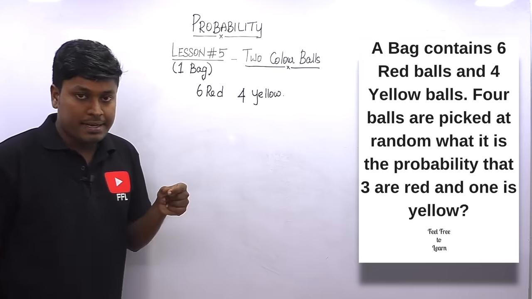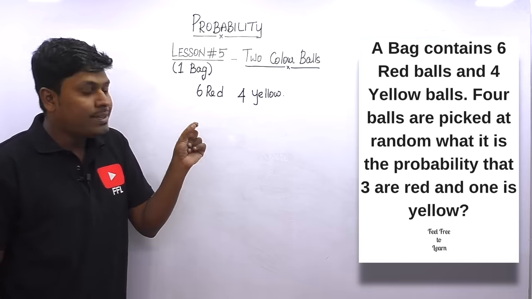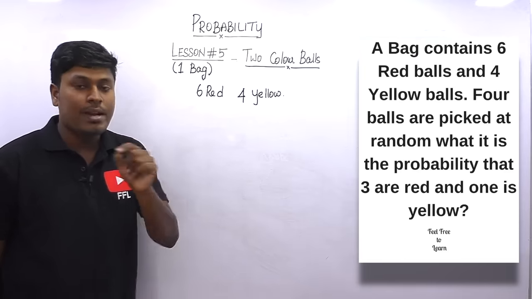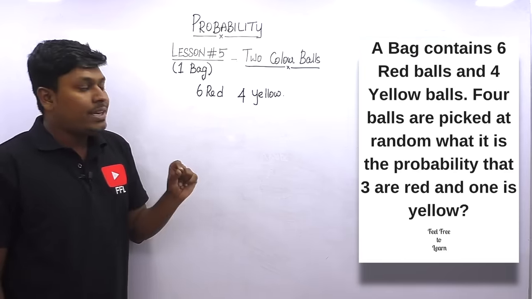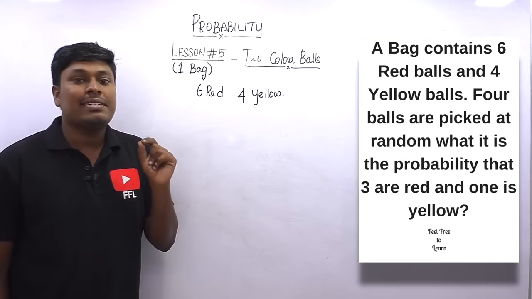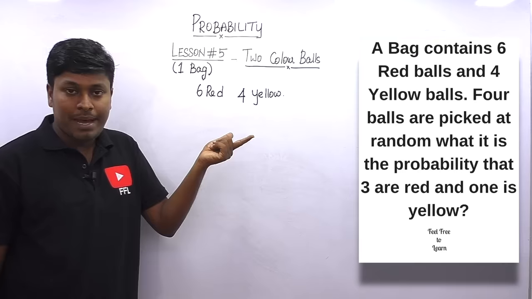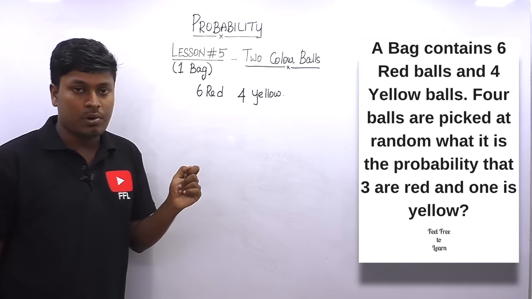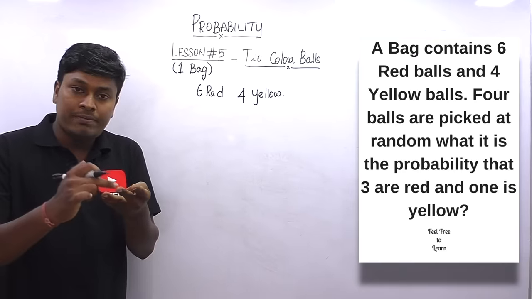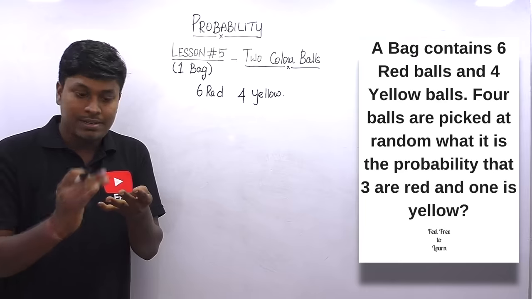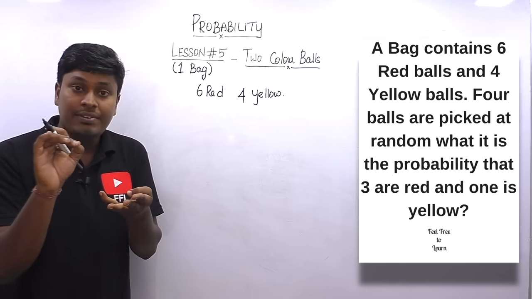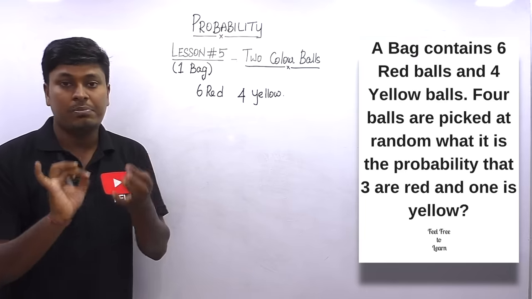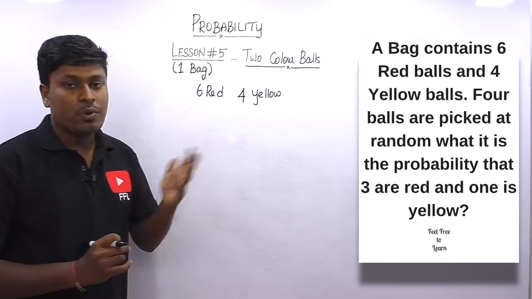4 balls are picked at random. What is the probability that 3 are red and 1 is yellow? After reading this question, we can say that this is lesson number 5. Why? Because there is only one bag which contains 2 different color balls. And our target is to pick 4 balls, out of which 3 should be red and, which means multiplication, 1 should be yellow, right? So our target is to find the probability.